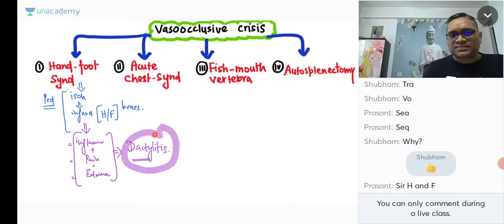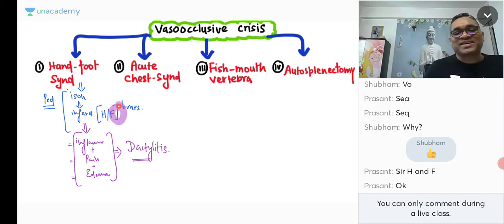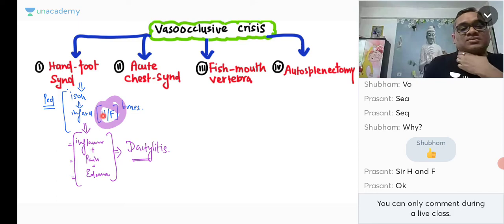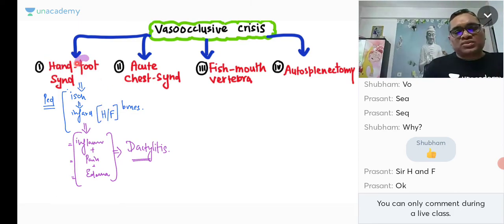Now you understood? What is HF? Ischemia, infarction of hand, foot. Okay. That's shorthand. Actually, it's very bad to use shorthand. My professor used to scold for all these things. Your professor will also scold, right? But what to do? Sometimes you have to take the shortcut. Hand and foot syndrome is ischemia, infarction of the hand and foot bones in the pediatric age group. Because of that, there will be inflammation, pain, and edema, and this is called dactylitis.